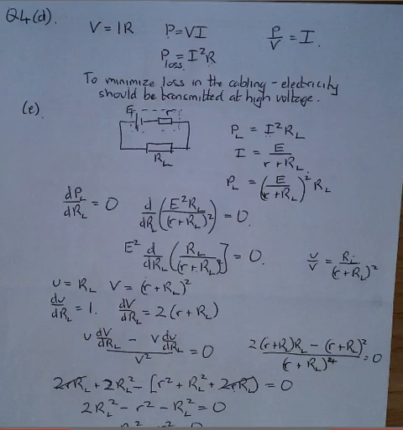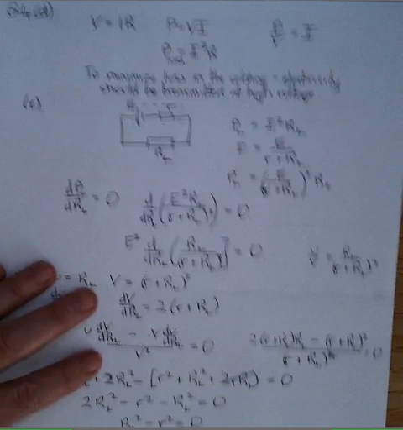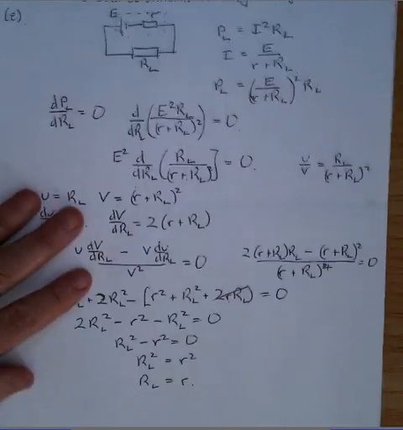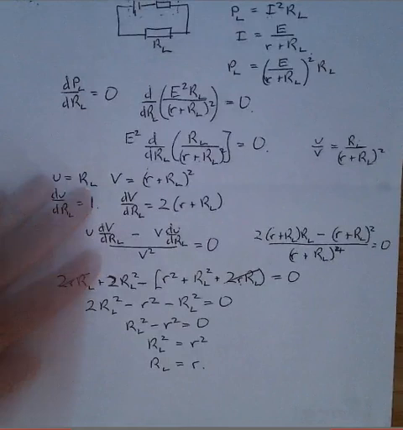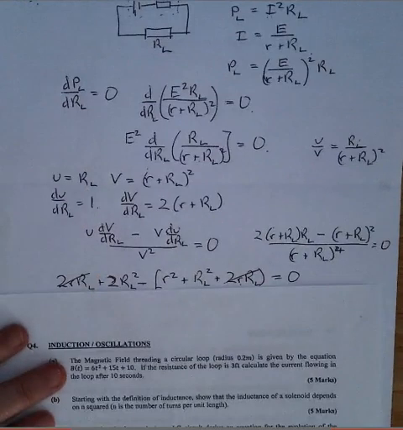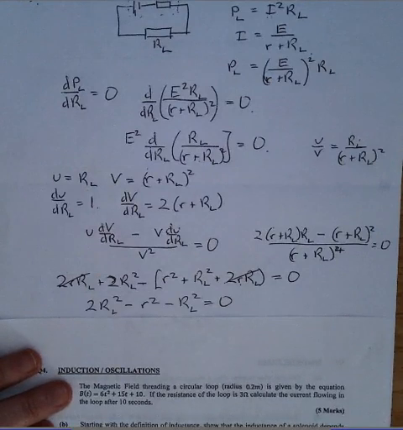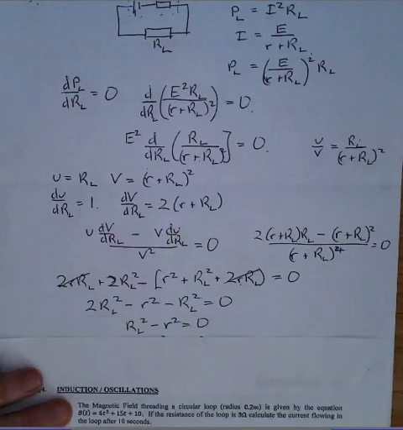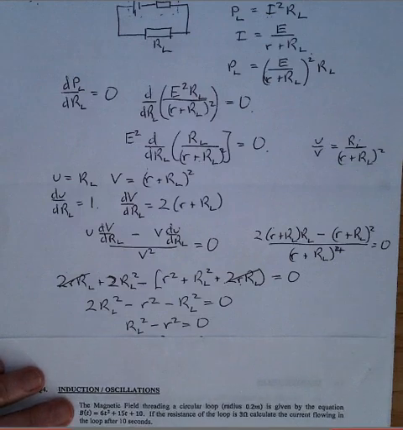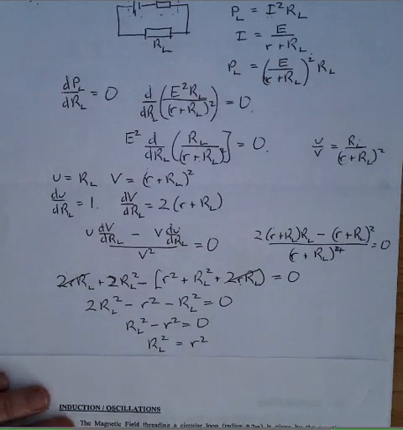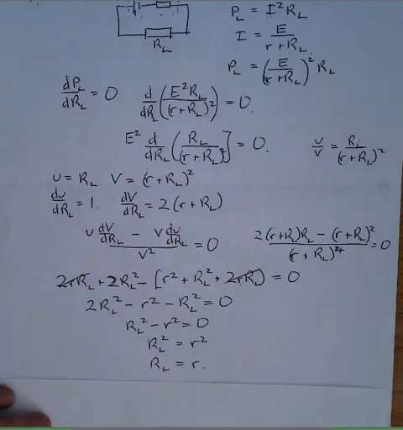RL squared minus R squared equals 0. So the only way that can happen is if these two are... Sorry, I was talking ahead of myself there. So that must be equal to 0. Then simplifying it down, you get that. And of course, you've got 2RL squared minus RL squared, so that's just RL squared. So it's clear enough, RL squared must equal R squared, and R must equal RL. And that is how you transfer maximum power to the load.